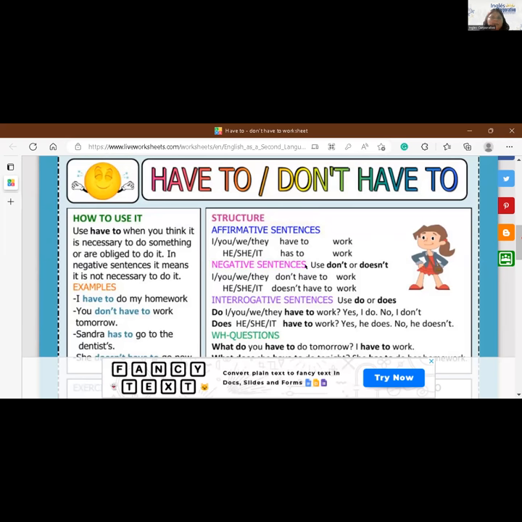Negative sentences. So what is the structure? Please help me with this information. Oscar, please. Negative. Ah, estaba haciendo la captura de pantalla. Okay, negative sentences. Use don't or doesn't.